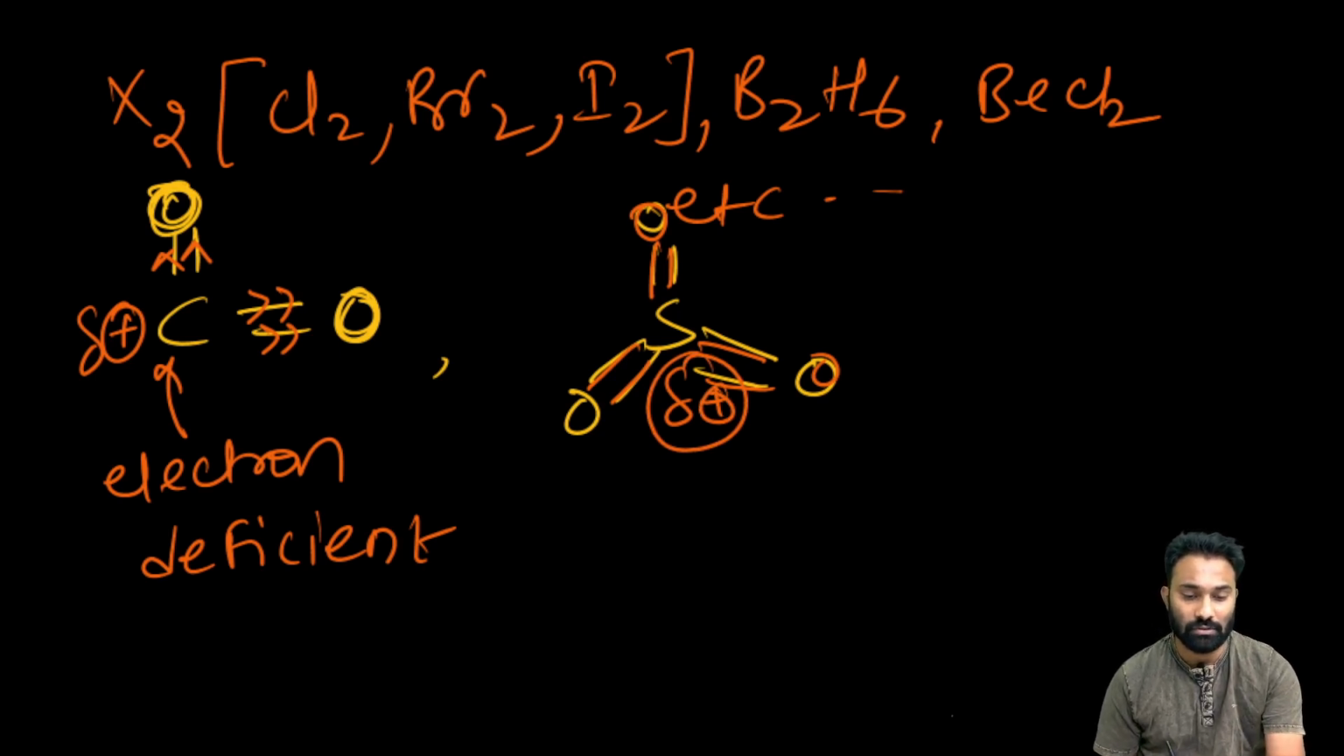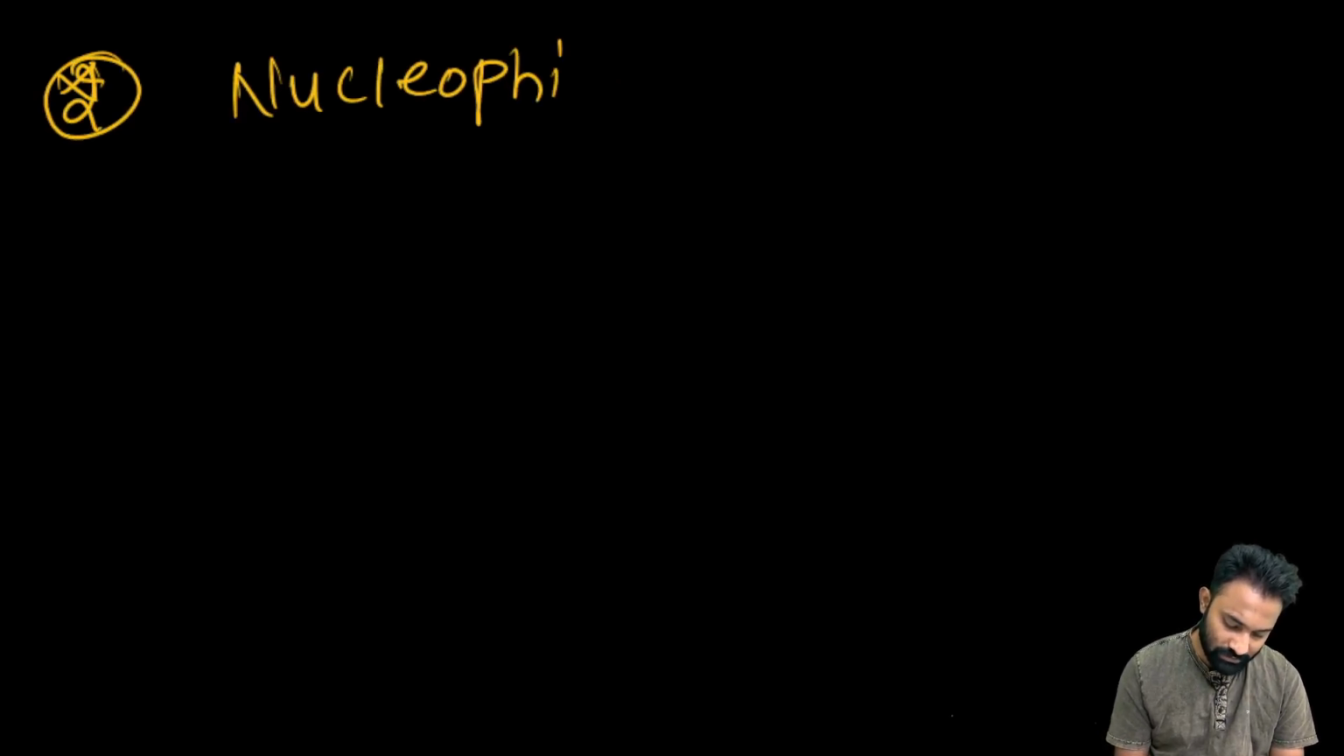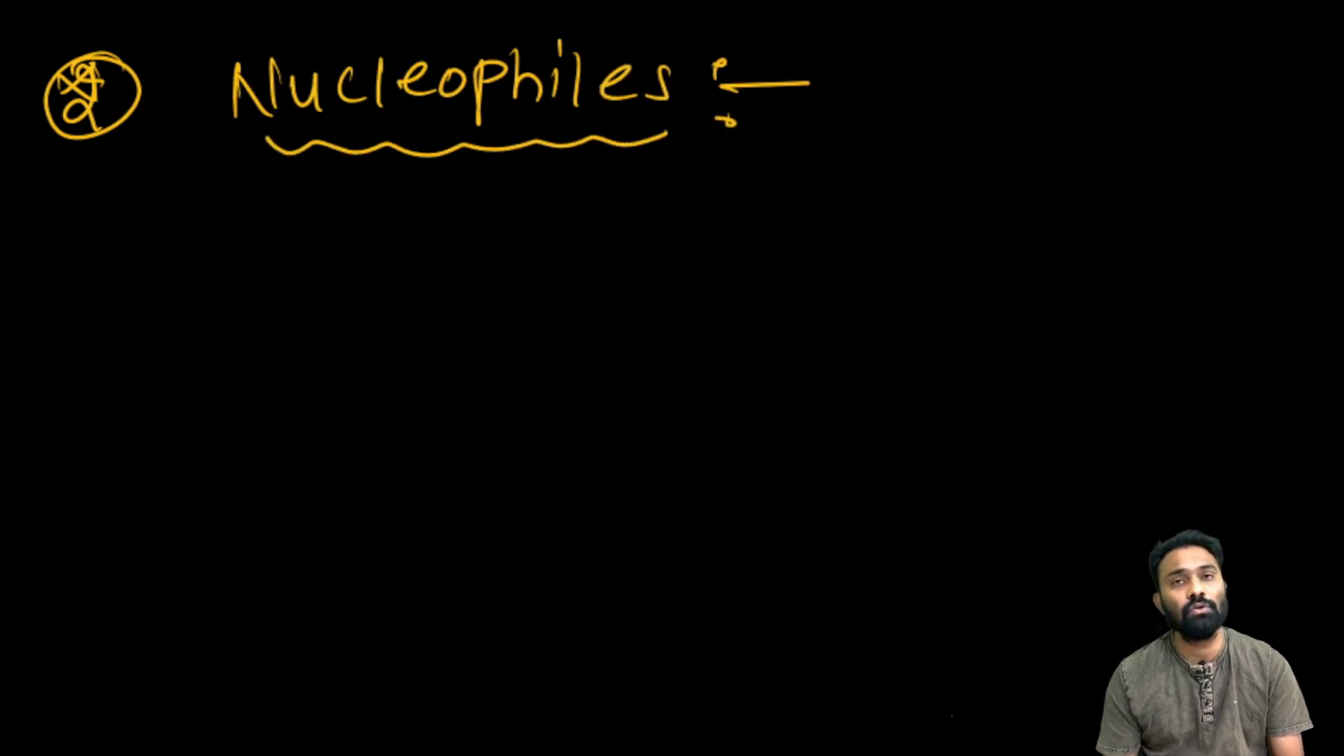Clear? Now these are the examples of neutral electrophiles. Now we'll go with the nucleophiles. Next we have the nucleophiles. How have these nucleophiles been formed? Nucleophiles are formed on the basis of heterolytic breakage only. Heterolytic breakage leads to nucleophiles.